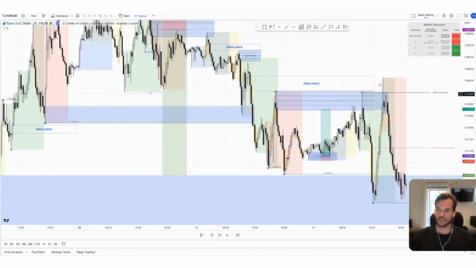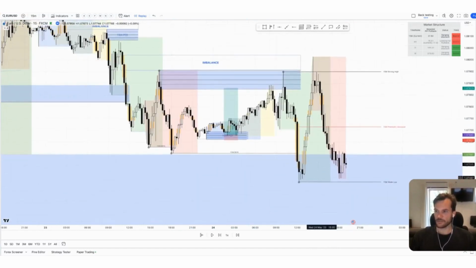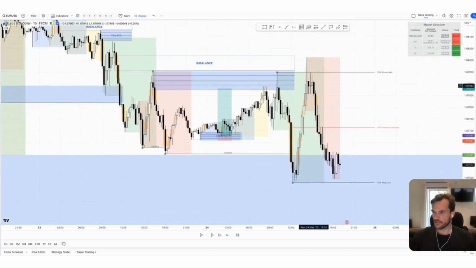But as you can see, this imbalance is very good to keep an eye on, especially if we come straight back into a liquidity, straight back into a POI. So let's keep moving forward. I'm expecting this to break the lows again, I would assume. It could mess around a little bit, but there's not really anything. This kind of left a weird high as well. So let's keep moving on.